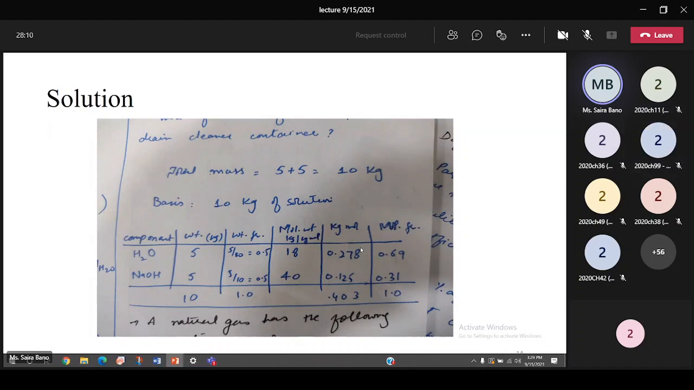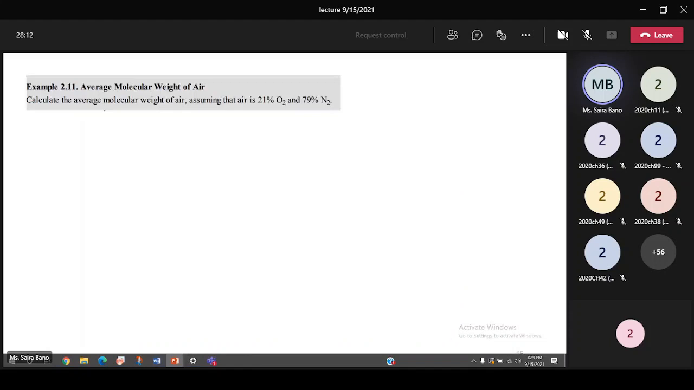So next is to calculate the average molecular weight of air, assuming that air is 21% oxygen and 79% nitrogen. Although air contains argon as well, since that is also an inert component and nitrogen is inert, as a whole we say 79% nitrogen is present in it, okay? So average molecular weight, I think you know how to calculate it.